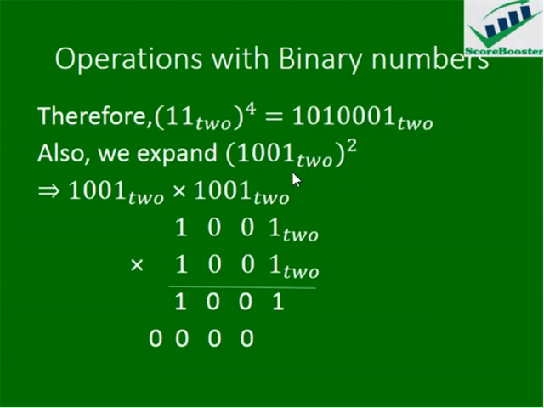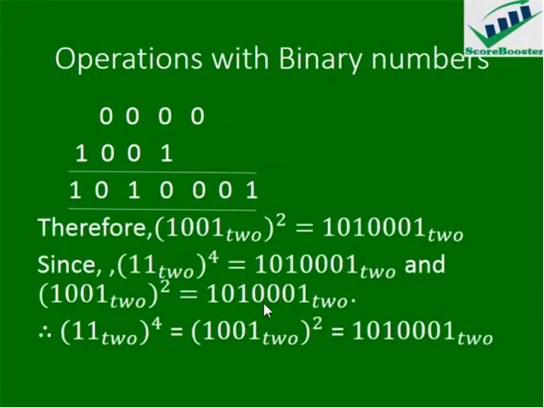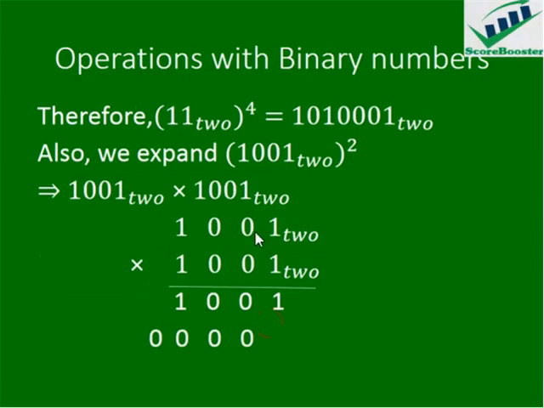So move to the second one. We also expand 1001 base 2 raised to power 2, which is like multiplying this twice. So 1001 by 1001. We multiply it. You should know how to do that. You first use this one to multiply the whole of this. You write the result. You use this 0 to multiply the whole of this. When you're multiplying, you move in a little bit. You use this 0 to multiply the whole of this. You move in a little bit more than this.